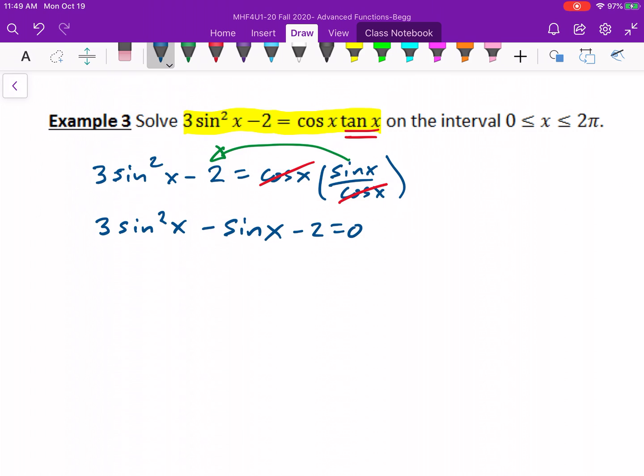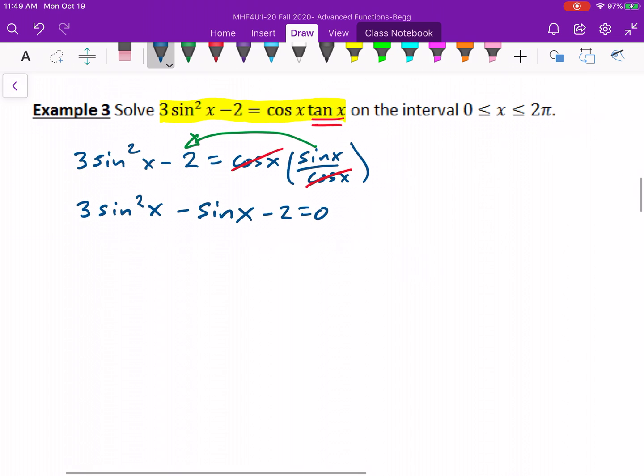And again, hopefully you recognize that this is just a quadratic. This is no different from, say, 3m squared minus m minus 2. This is just a quadratic, but instead of m, I've got a sine x. But I can factor it the exact same way. So I would try to find two things that are going to multiply. Well, actually, this is one that you could either use decomposition or trial and error on.